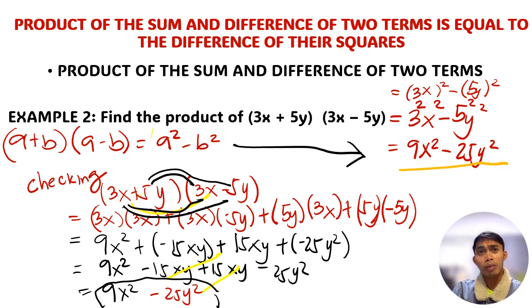So we need to simply copy the first term, then square both terms. So that's it. It is very easy. So we can directly find the answer using the shortcut or the given formula. So let's have example number 3.